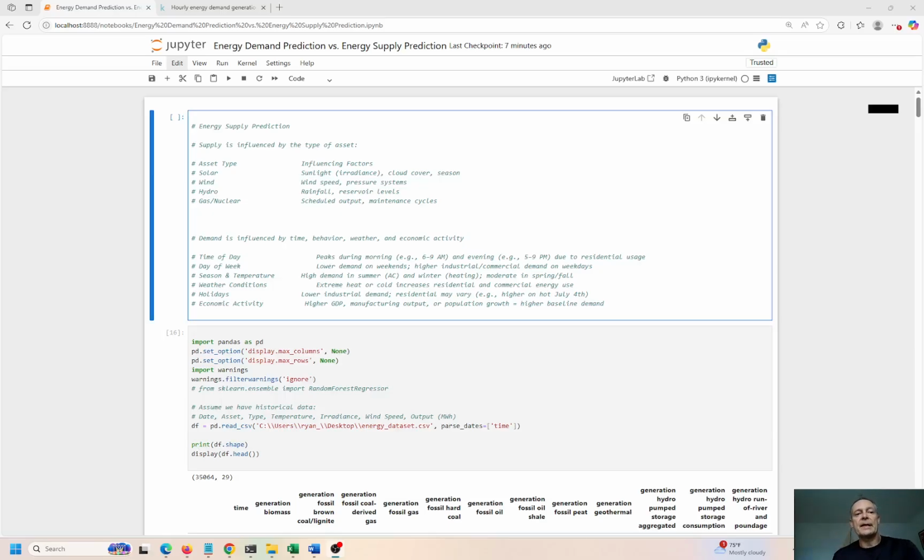In the project today, I want to discuss energy demand prediction and energy supply prediction. Okay, so on the supply side, we can say supply is influenced by a few different types of assets. Asset type could be solar, wind, hydro, gas, nuclear, maybe coal, things like this, right?